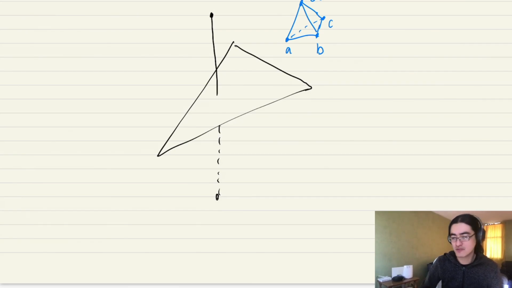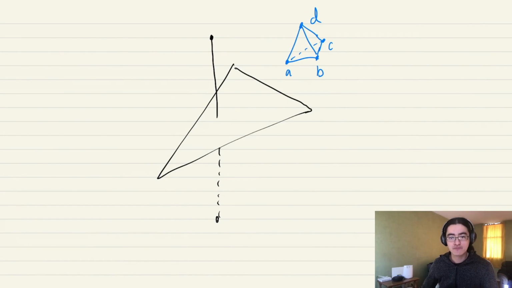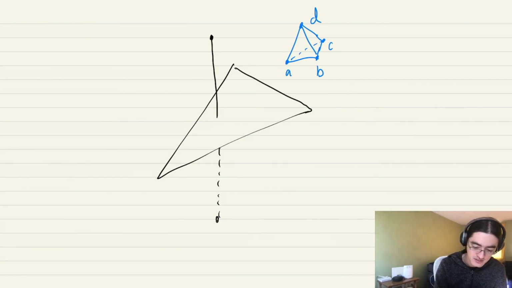Sorry, let me move this a bit down. So if you give the vertices in this order, A, B, C, and D, you follow the right-hand rule. And if D is on the positive side of the plane, you will get a positive volume. If D is on the negative side of the plane, so D is here, you will get a negative volume.